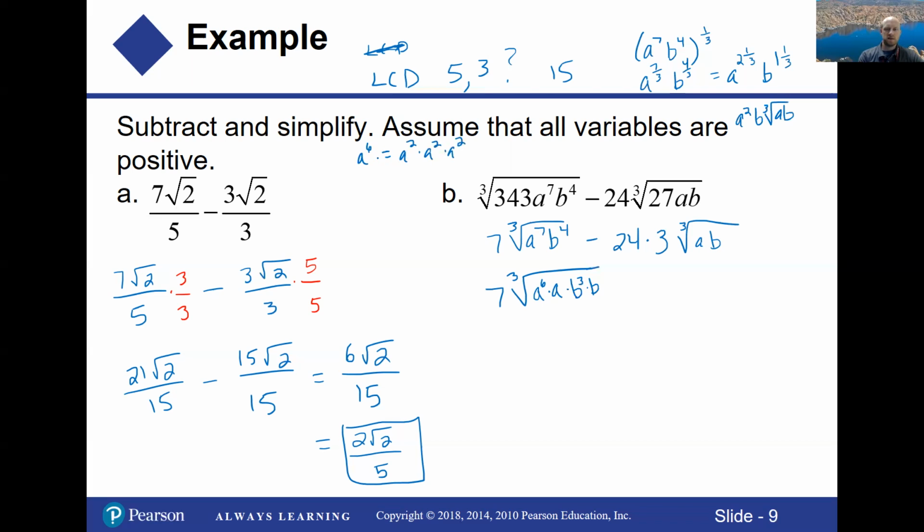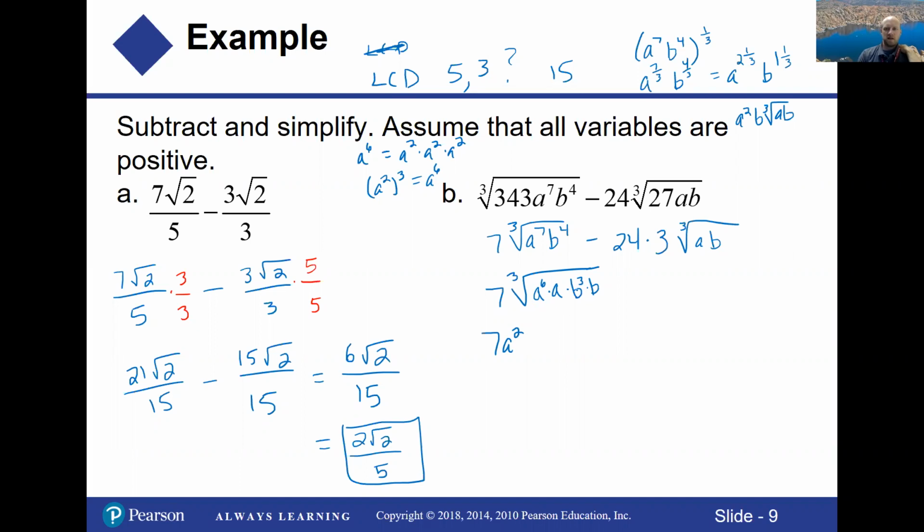2 plus 2 plus 2 is 6. So when I'm taking a cube root, I need 3 of the same thing to be able to take it out. So a squared cubed is a to the sixth, or the cube root of a to the sixth is a squared. So I take that out as an a squared, and then I'm just left with the a.